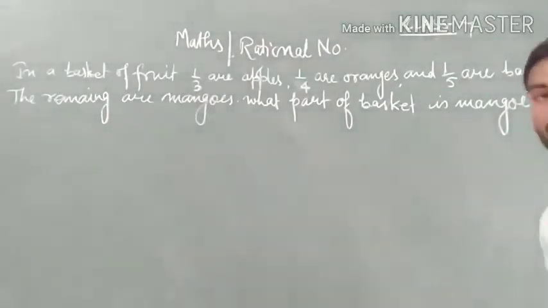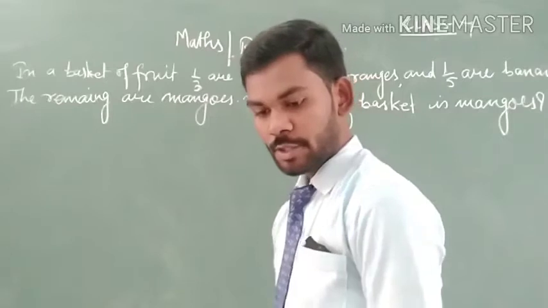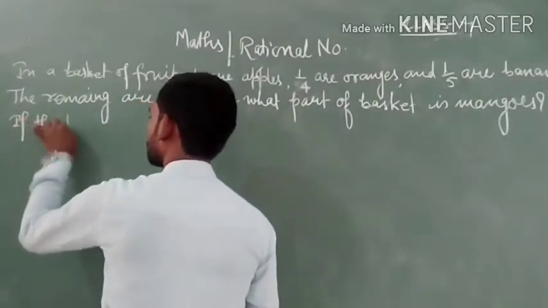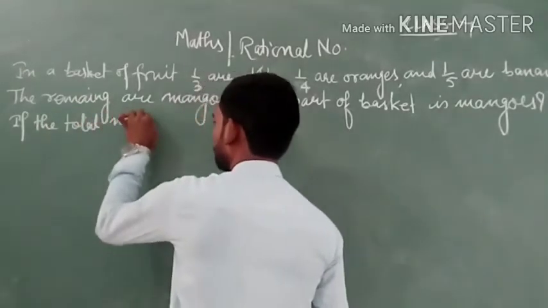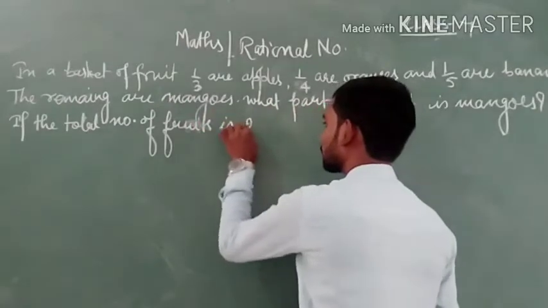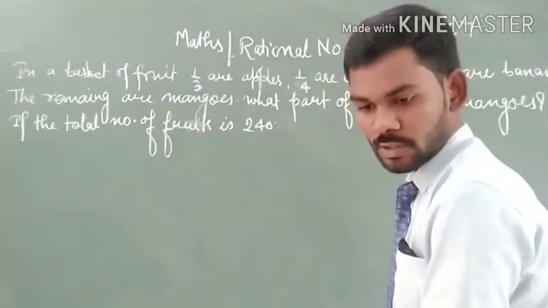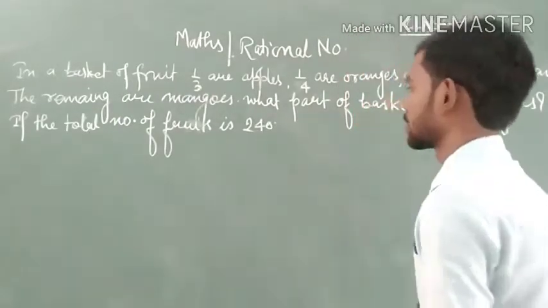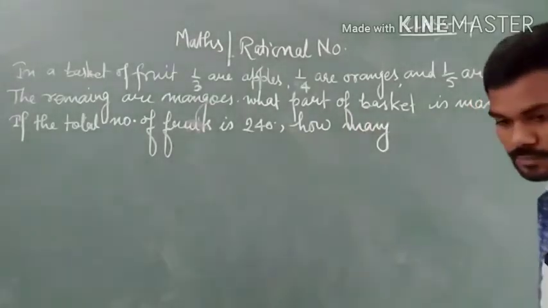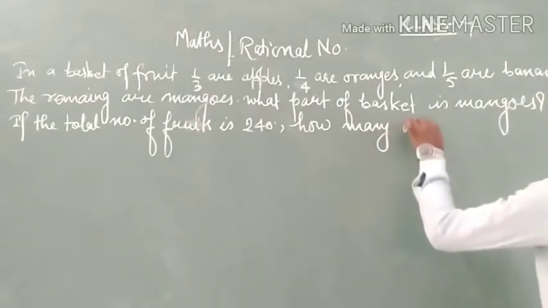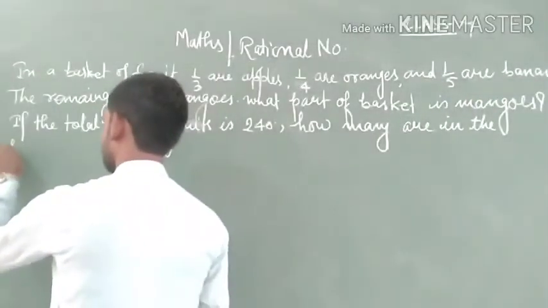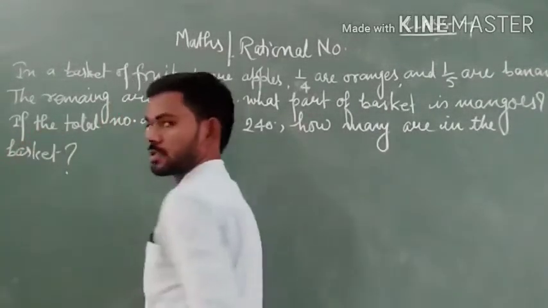Okay, this is the first question. There is also a part included: if the total number of fruits is 240, how many of each are there in the basket? This is the complete question.